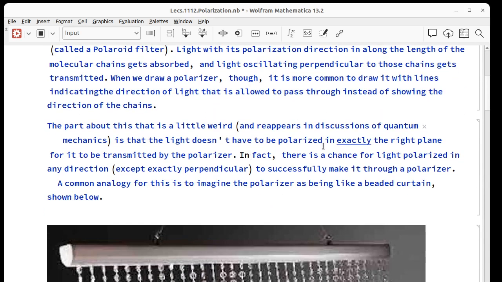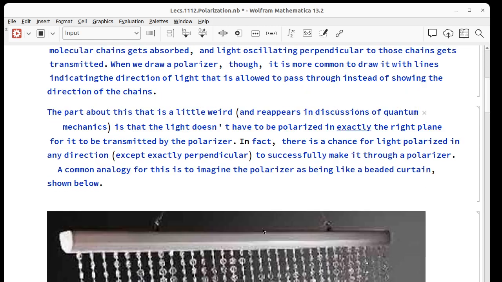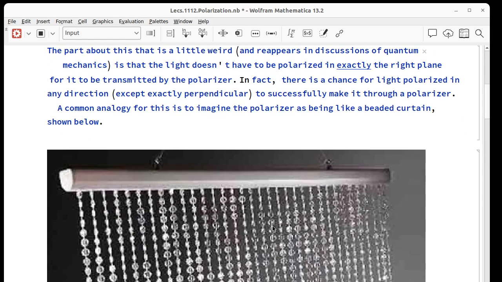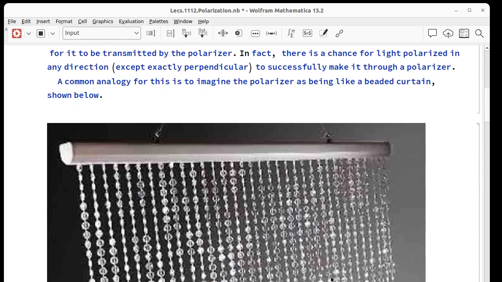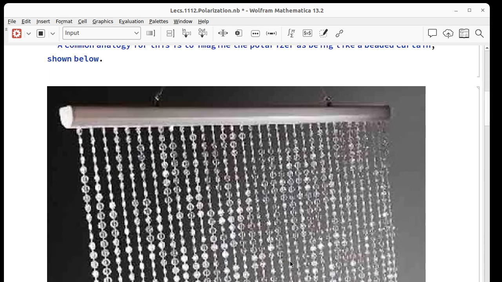The part that's a little bit weird about this is that light doesn't have to be polarized in exactly the right plane to be transmitted by the polarizer. There's a chance for light polarized in any direction except exactly perpendicular to make it through the polarizer. One common analogy for this is to imagine the polarizer being like this curtain of beads here, and you're trying to walk through it carrying a meter stick. If the meter stick is vertical, it should be very easy for it to get through, and if the stick is horizontal, it should have no chance to get through easily.